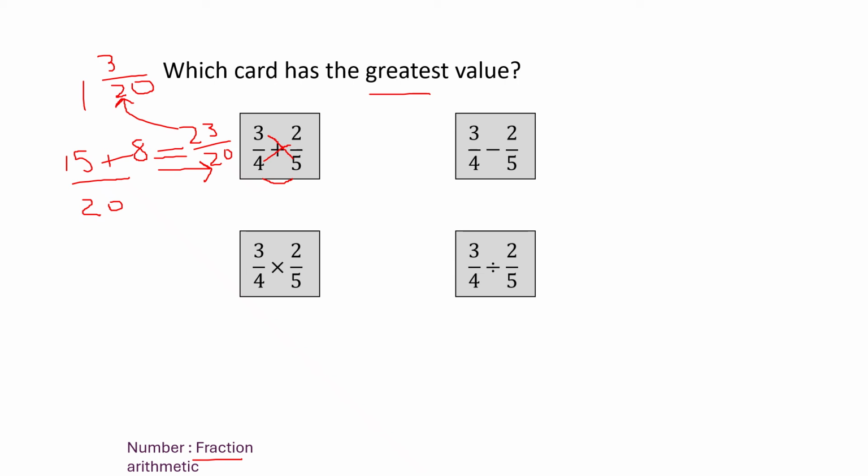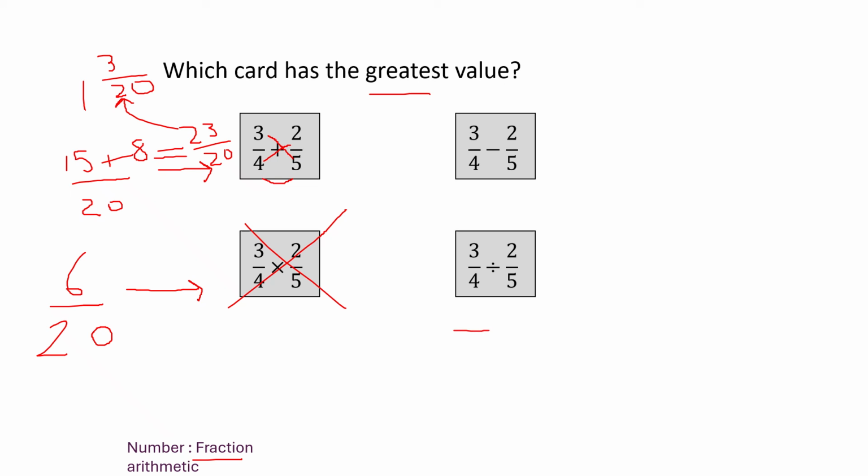Let's try multiplying fractions first, just to make it a bit easier. So 3/4 times 2/5. I do 3 times 2, which is 6, over 4 times 5 makes 20. So I have 6/20. Well, I can see straight away that 1 and 3/20 is bigger than 6/20, so it can't be that. So that's going to be out.